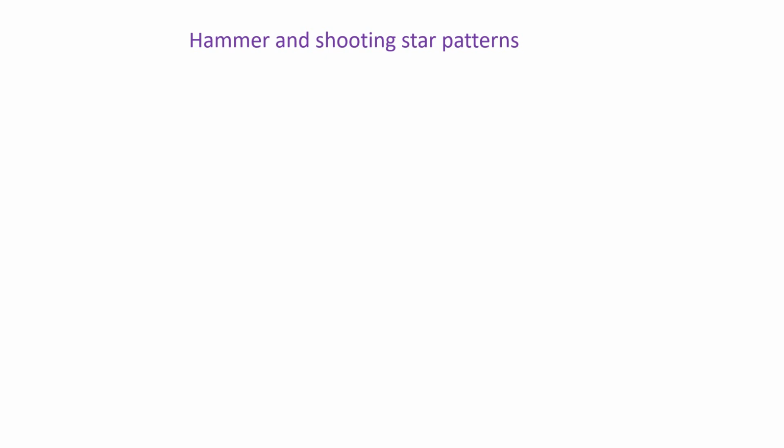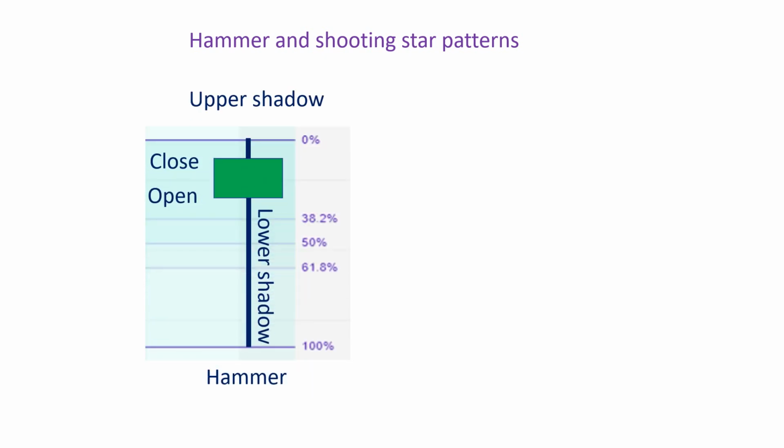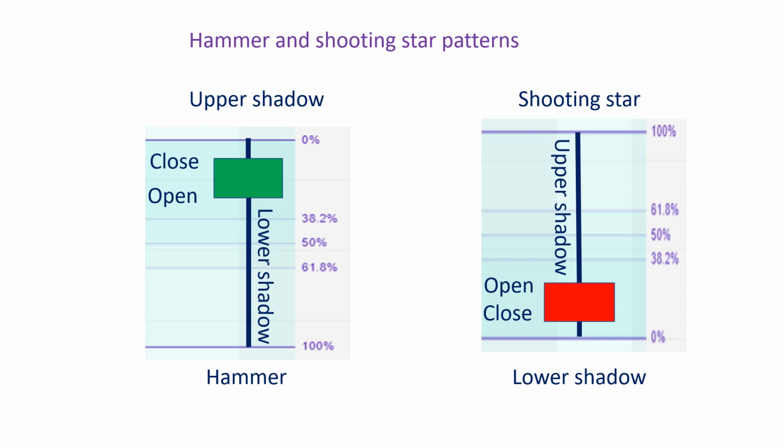Hammer and shooting star pattern. Hammer is characterized as a huge bullish power, and shooting star is characterized as a huge bearish power in the market. There are 2 ways to recognize the validity of the hammer and shooting star.